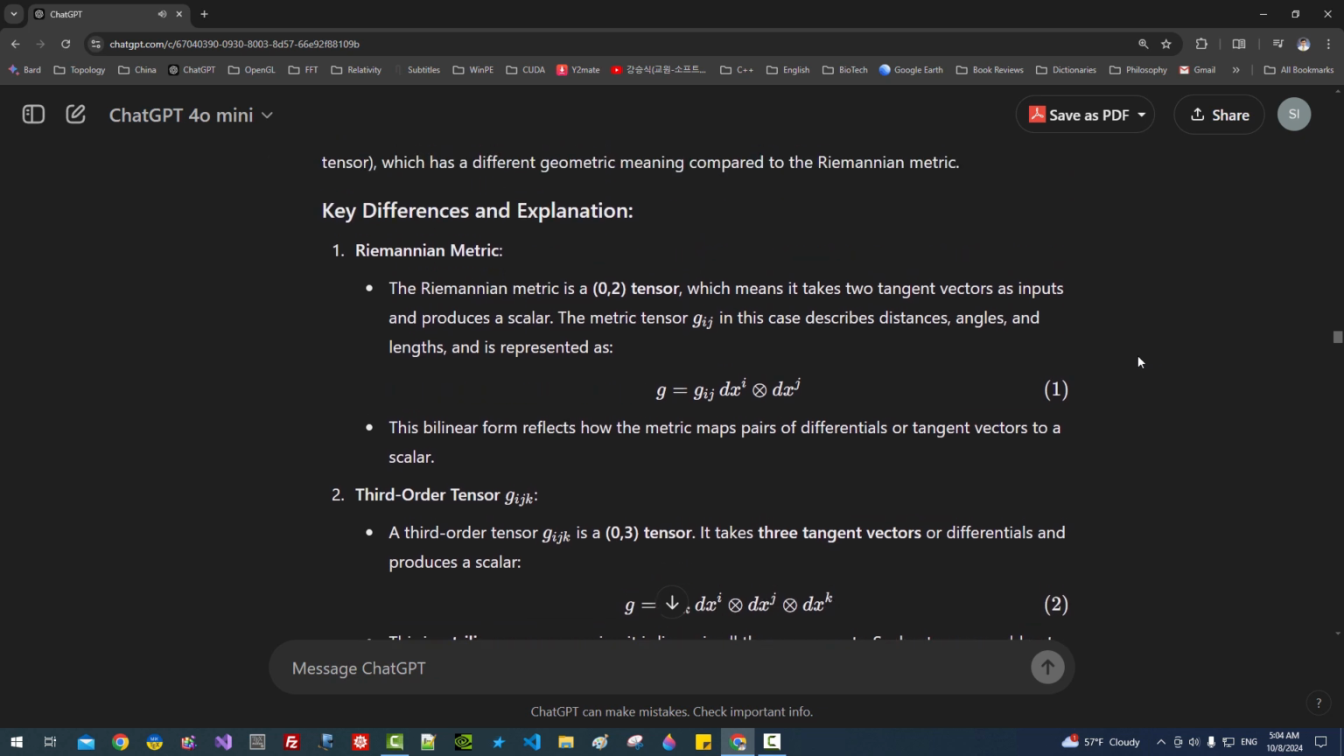1. Riemannian metric. The Riemannian metric is a 0-2 tensor, which means it takes two tangent vectors as inputs and produces a scalar. The metric tensor g_ij in this case describes distances, angles, and lengths, and is represented as G = g_ij dx^i ⊗ dx^j. (1) This bilinear form reflects how the metric maps pairs of differentials or tangent vectors to a scalar.